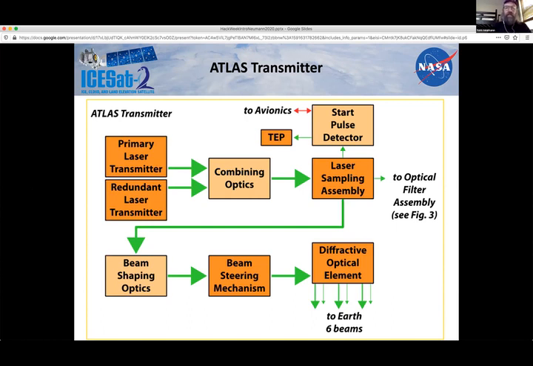After exiting the laser, it goes through some combining optics. A little piece of the laser light is picked off in the laser sampling assembly, and that enables us to measure the start time of when that laser pulse leaves ATLAS. From there, the beam passes through a number of optics, a steering mirror, and then ultimately through a diffractive optical element that generates those 6 beams. So there's one laser generating one pulse of laser light that then is split 6 different ways as the light is leaving ATLAS.